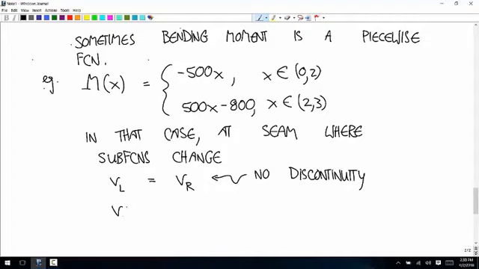And also, the first derivatives of the two subfunctions have to be equal at the seam. So v prime at the left has to equal v prime at the right. And that says that the beam is smooth at that seam.